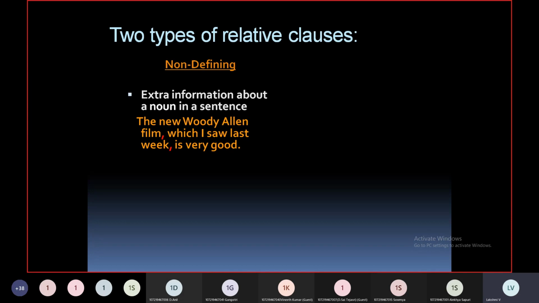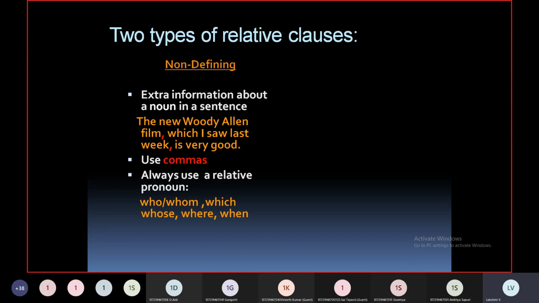Non-defining relative clauses supply extra information. Non-defining relative clauses give additional information about a person or thing that we are talking about. The information is not necessary to identify the person or thing. A non-defining relative clause is usually separated from the rest of the sentence by commas. In non-defining relative clauses, we always use the relative pronouns who, whom, which, whose, where, and when.